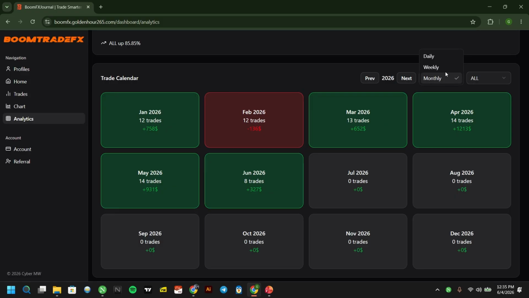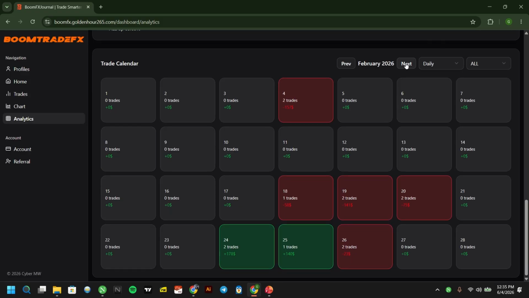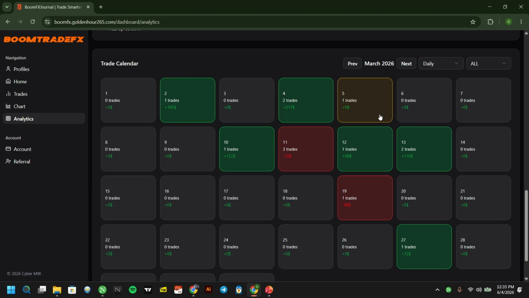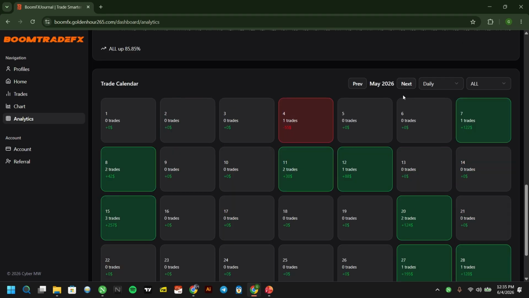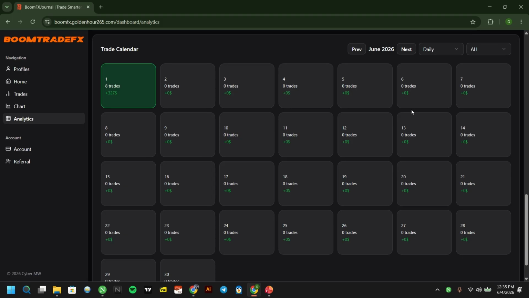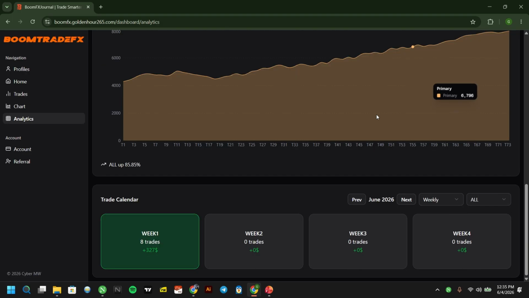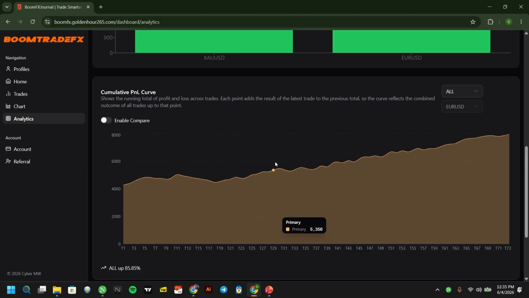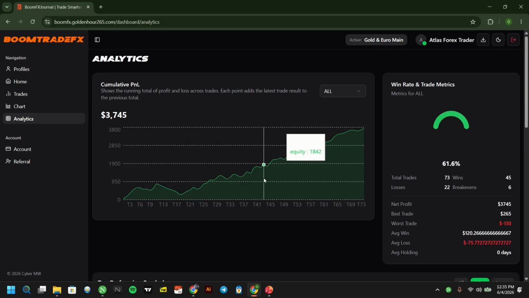So let's go back to the daily view. This is March, this is April, this is May, and this is June. So this is how the trade calendar works, and we can filter to view weeks, days, and monthly. These are the core features of the trading journal, specifically the profile, the home, trades, charts, and analytics. And finally, let's complete everything else by looking at the account and referrals.